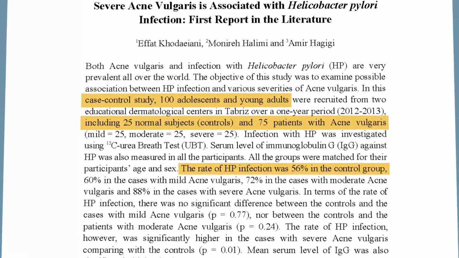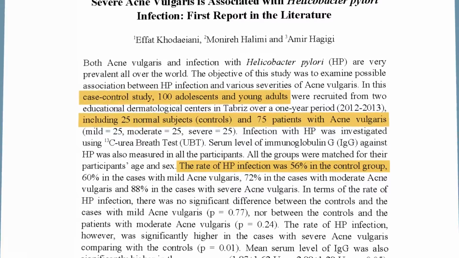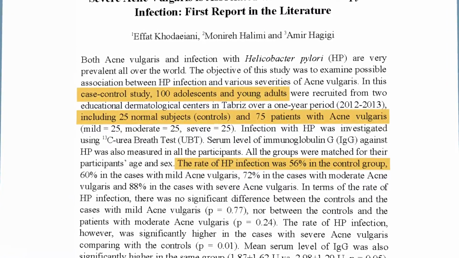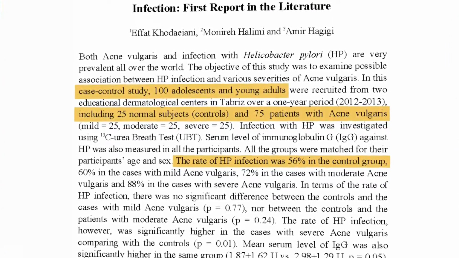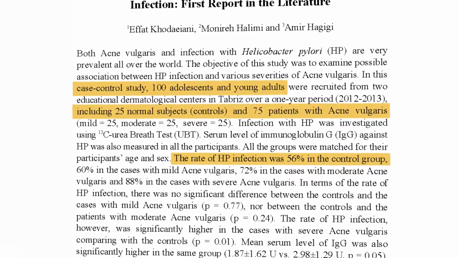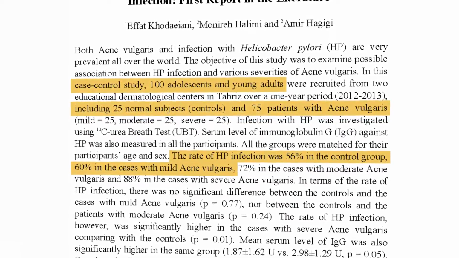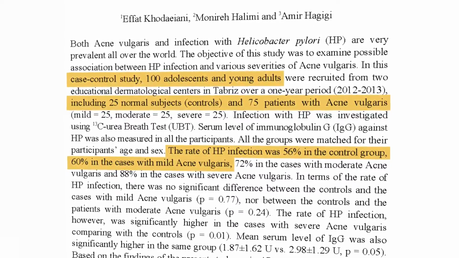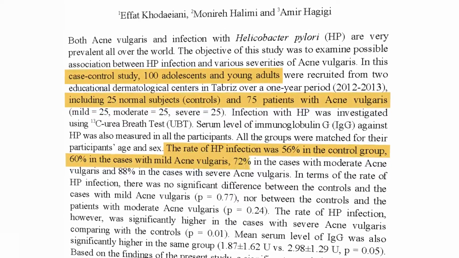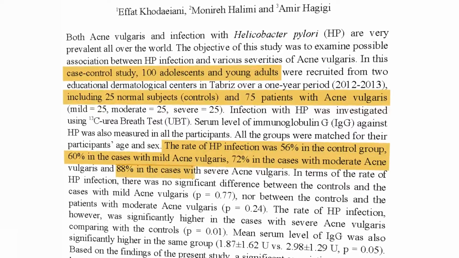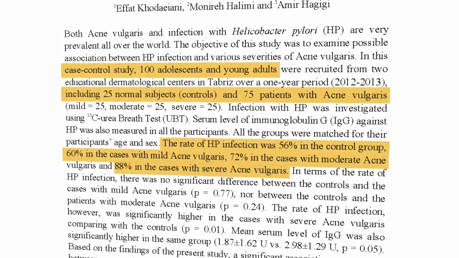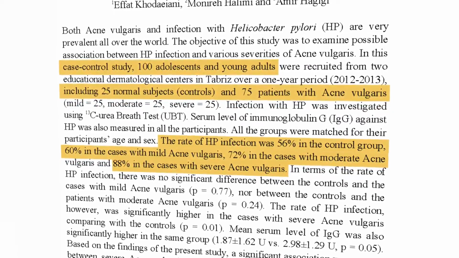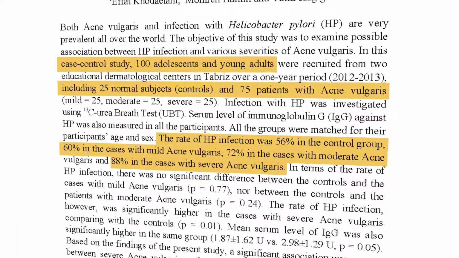But what was interesting was what they found in terms of the severity of acne and the percentages of people who had H. pylori. In the group of individuals who had mild acne, 60% of them had H. pylori. In the moderate acne group, the number went up to 72%. And in the severe acne group, that number went up to 88%. 88% of them had H. pylori.